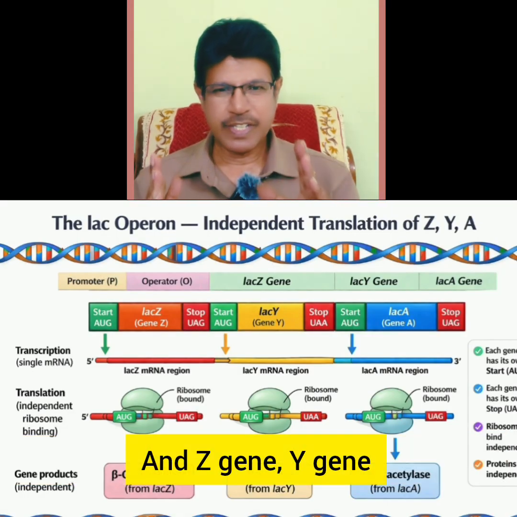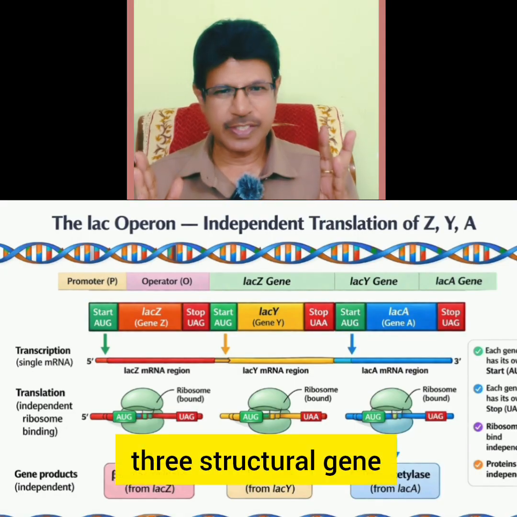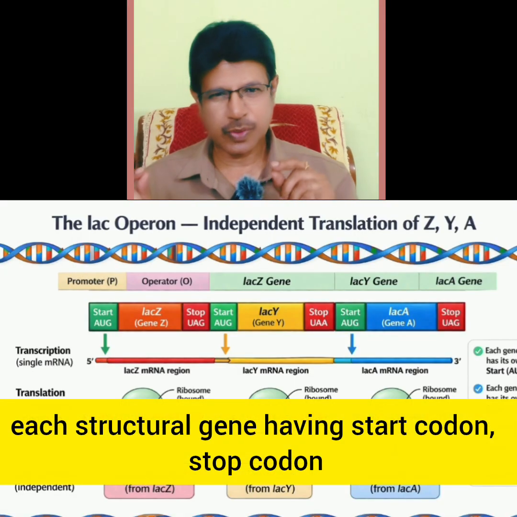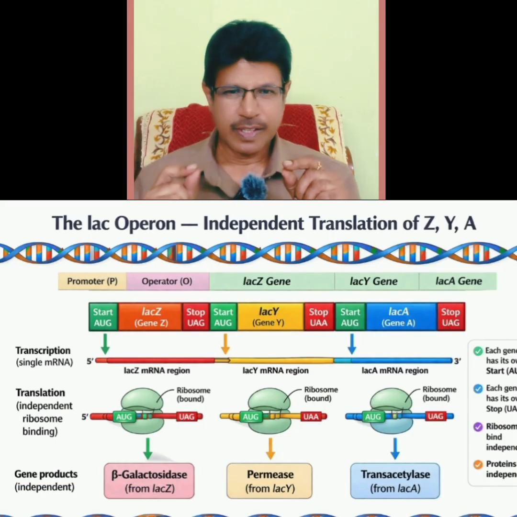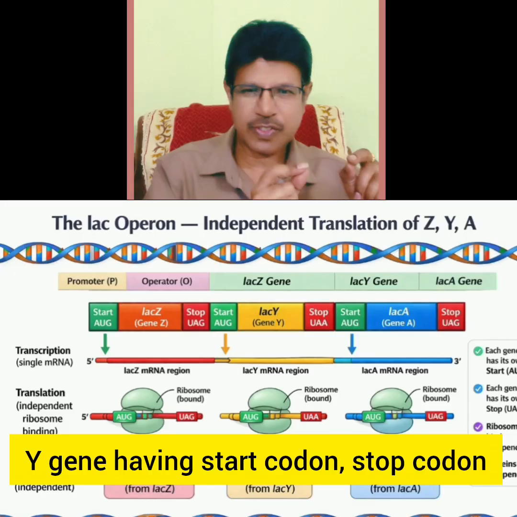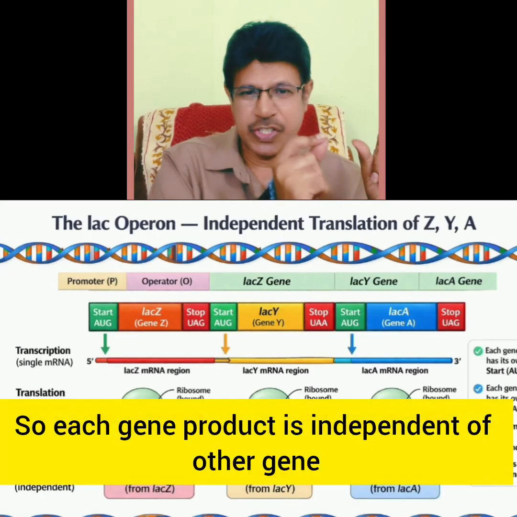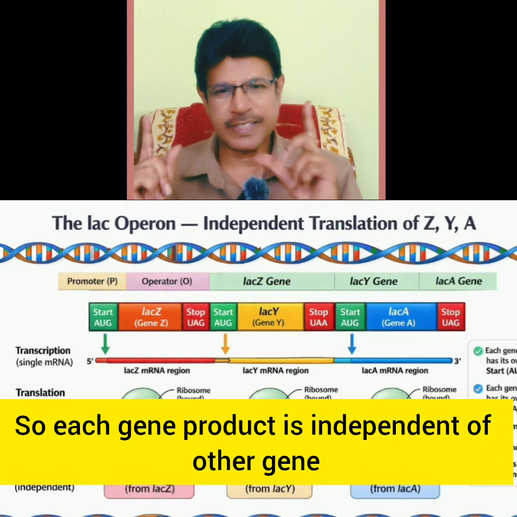And Z gene, Y gene, A gene are three structural genes, each structural gene having a start codon and a stop codon. Z gene having start codon, stop codon. Y gene having start codon, stop codon. A gene having start codon, stop codon. So each gene product is independent of the other gene.